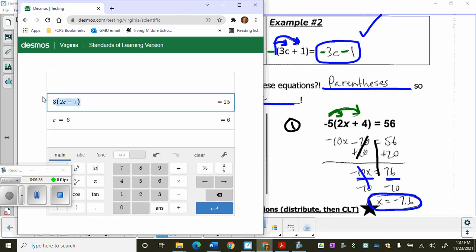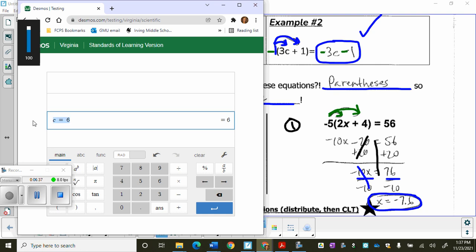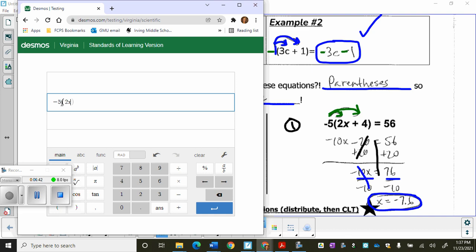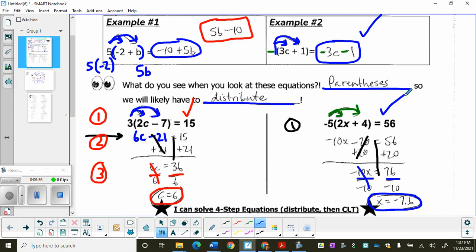So for this one, let's just clear this out. This one we said was a negative 5, and then there was a 2x plus 4. And we solved and got that x was a negative 7.6. So if we're right, we get a 56 here, and that is what we were supposed to get over here. So we are all set with that.